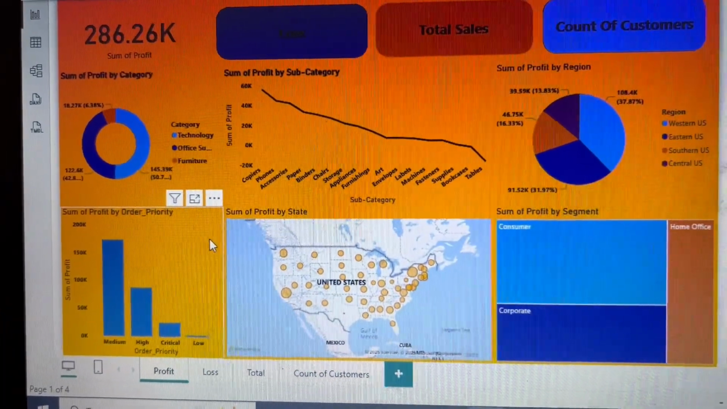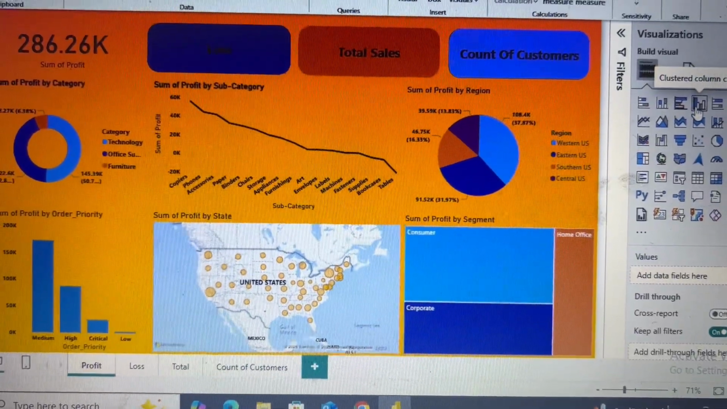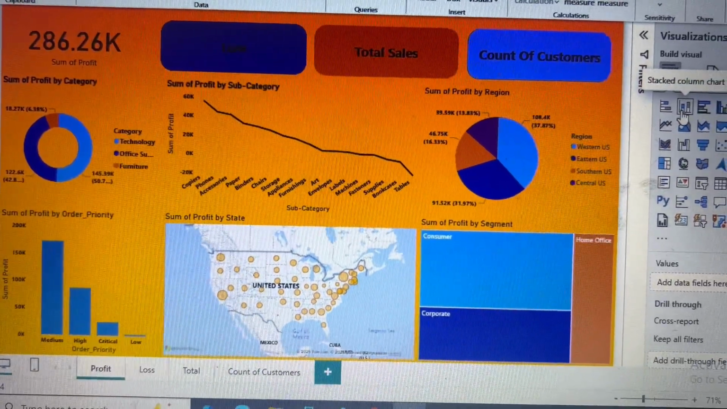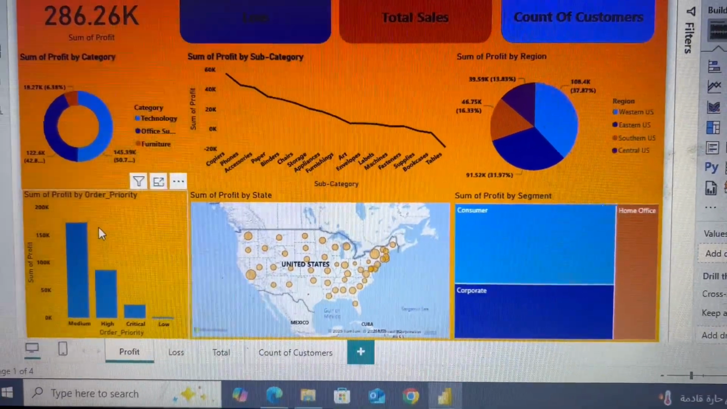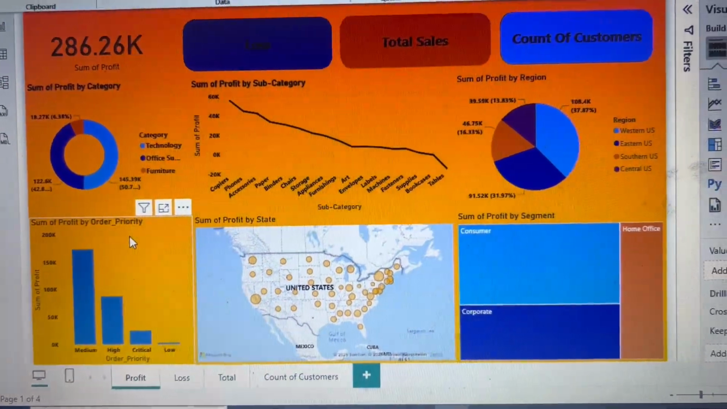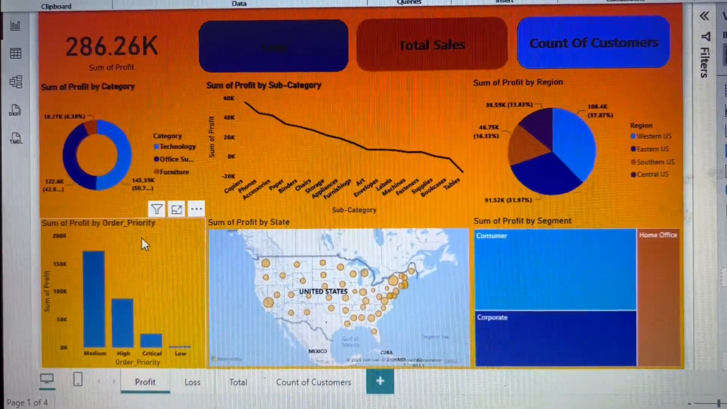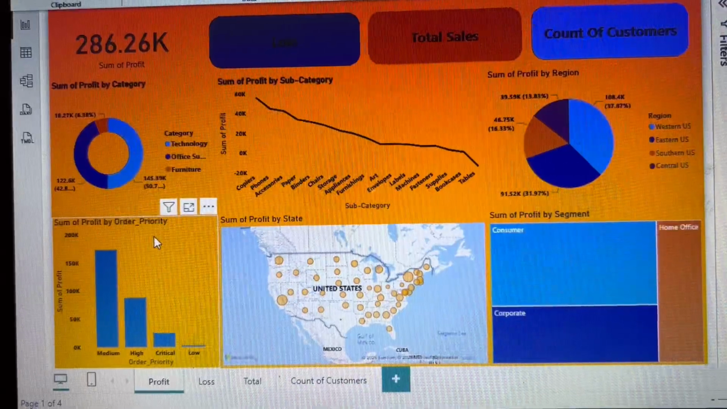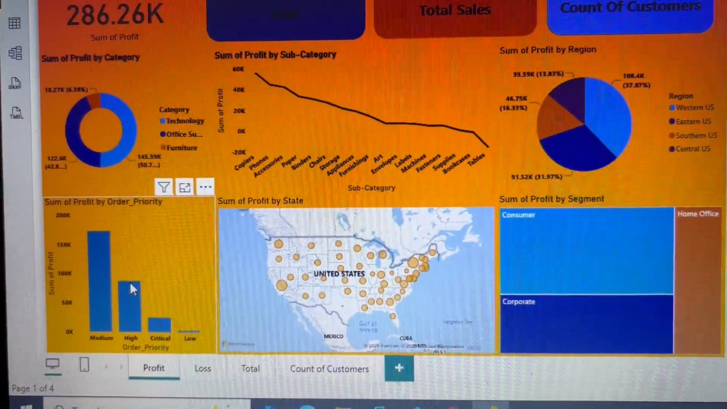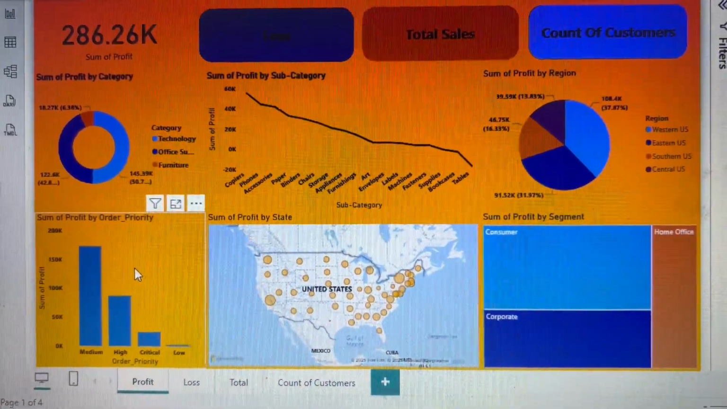Then I added this, it is called, I think, clustered column chart. Or no, it is called clustered column chart. The clustered column chart tells me how much is the profit by order priority. Order priority is how much we prioritize each order. So like an order which is bought in first class will be a high order priority, because we take care of it more than the rest.